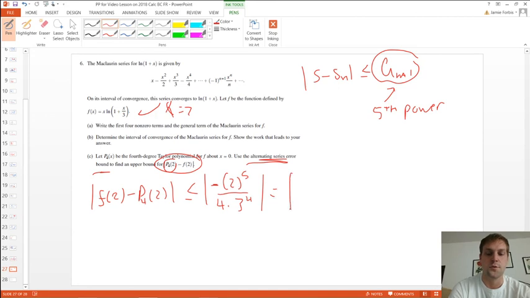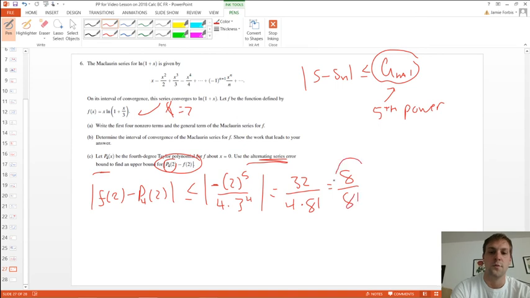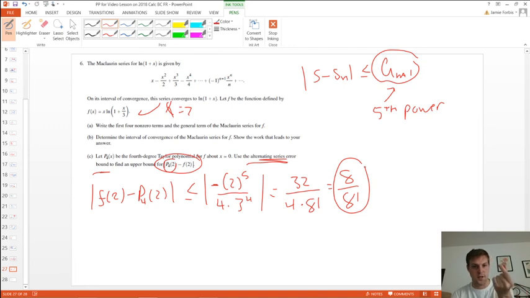which is equal to, absolute value gets rid of the negative, so I'm just going to go ahead and forget the absolute value part. And 2 to the fifth is 32. On bottom, 4 times 3 to the fourth is 81. And this is 8 over 81. Okay, so there's my upper bound. I know the difference between the actual value at x equals 2 and the partial sum to the fourth degree with 2, that error, is going to be less than or equal to the next term, which with 2 plugged in is 8 over 81. And that's it. That's all we had to do for that one.